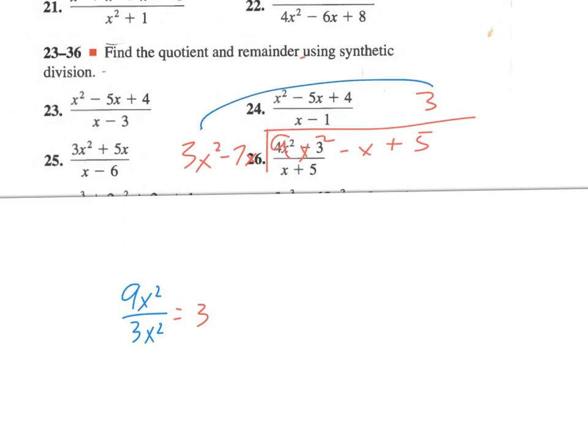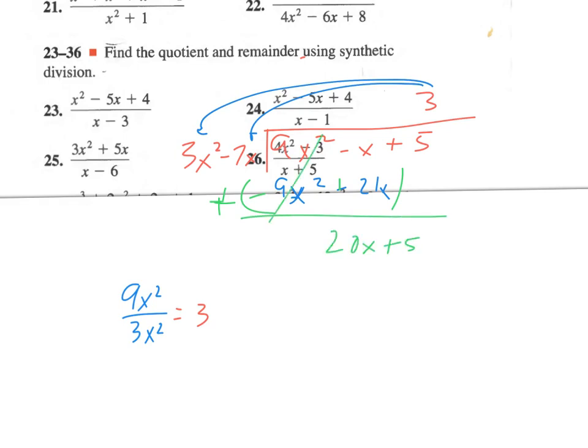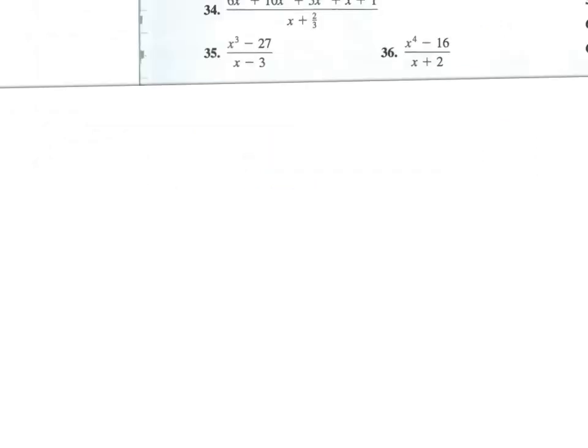So 3 times 3x squared would be 9x squared. And then 3 times negative 7x would be negative 21x. However, now I need to distribute a negative into there, switching the signs. So then I need to add these down. These cancel out. I get 20x plus 5, and that is my remainder. I would just list that as a remainder here because they just ask you for the quotient and the remainder. So I would say 3 with a remainder of 20x plus 5.